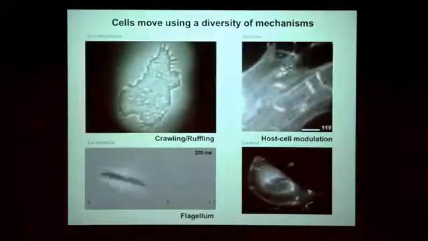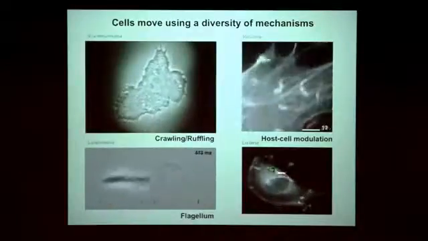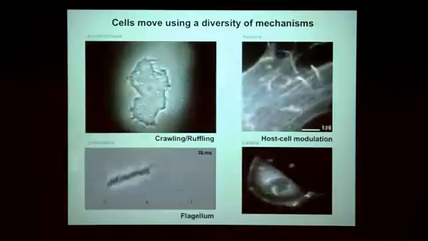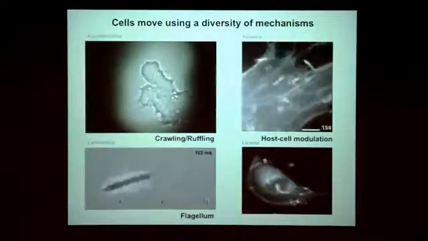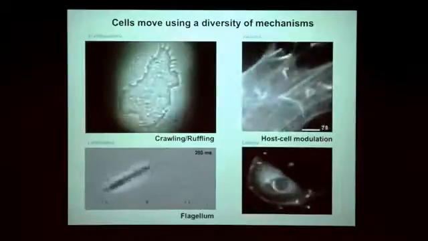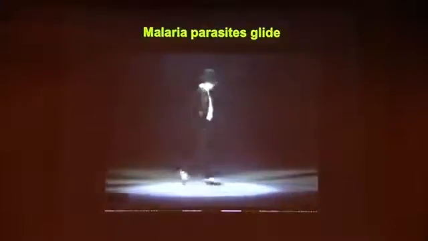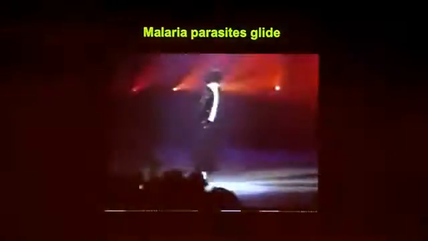These are actin comets. The actual virus or bacteria is right at the head. So these are beautiful ways that cells use to move, but what's nice is the malaria parasite doesn't use any of them. In fact, it uses its own unique method of moving. And how does it move? It glides. That's the best slide of the whole talk.